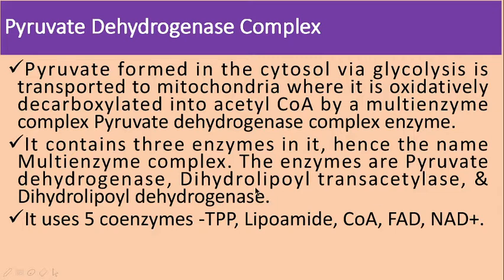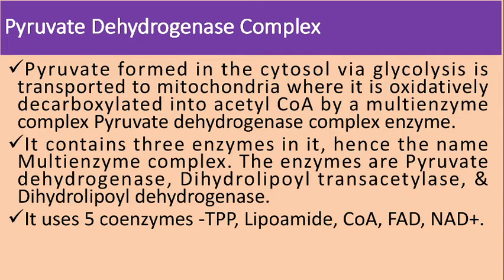So these three enzymes are embedded in the same enzyme complex. Hence it is a multi-enzyme complex, because three enzymes are embedded together. If you remove one enzyme, it will be inactive. This pyruvate is formed in the cytosol via the glycolytic pathway, and it will enter into mitochondria where it is oxidatively decarboxylated into acetyl CoA with the help of the multi-enzyme complex called pyruvate dehydrogenase complex.